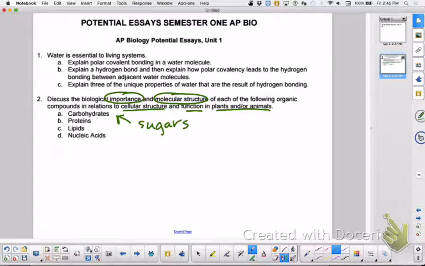Yes? Will we have to know how to draw all 20 amino acids? For sure. No.